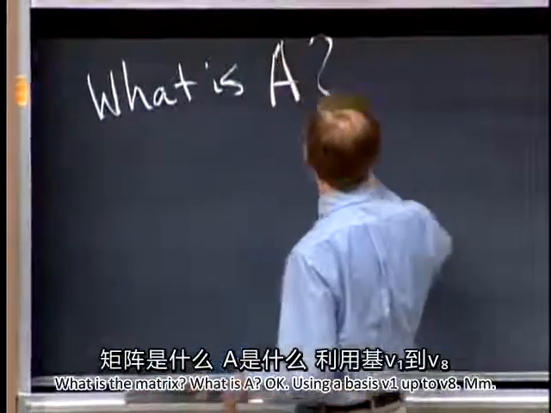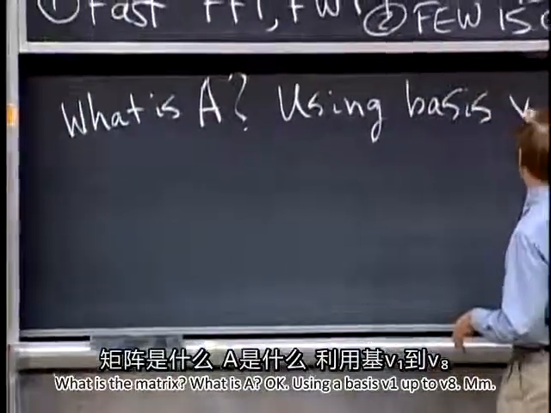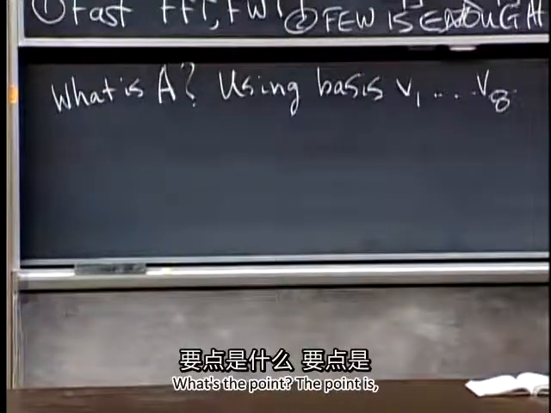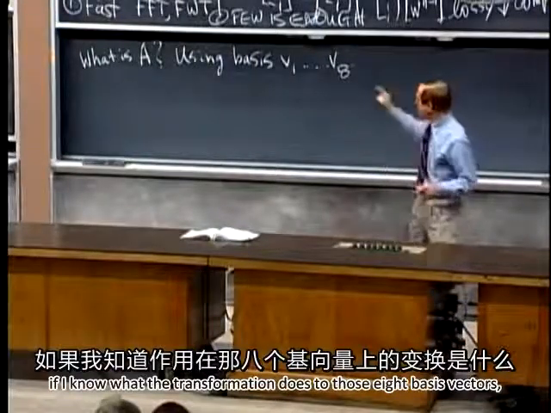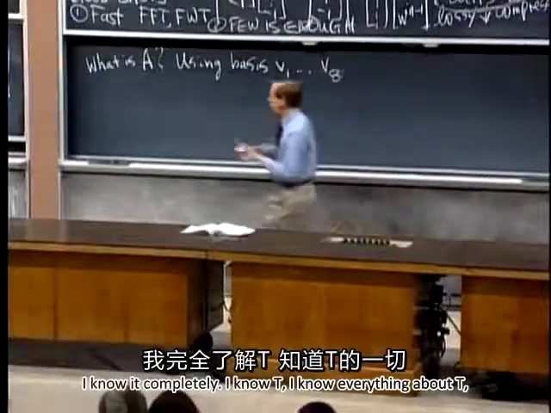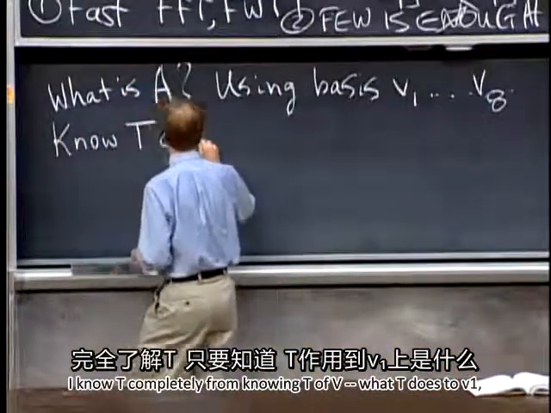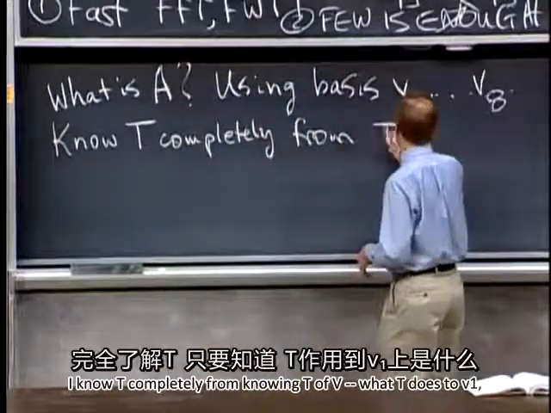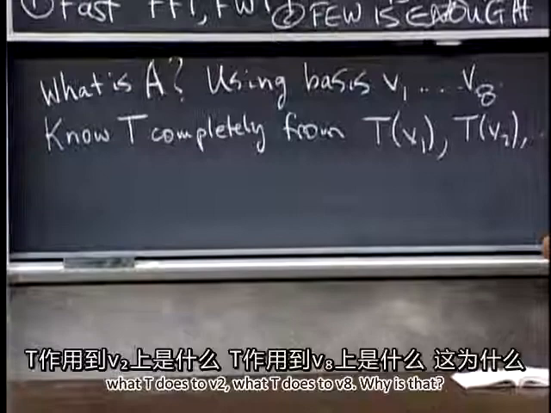Okay. Using a basis V1 up to V8. Okay, what's the point? The point is, if I know what the transformation does to those 8 basis vectors, I know it completely. I know T. I know everything about T. I know T completely from knowing what T does to V1, what T does to V2, what T does to V8.